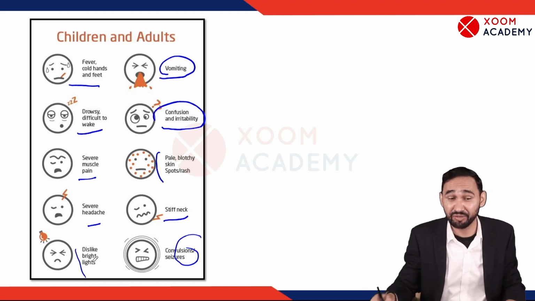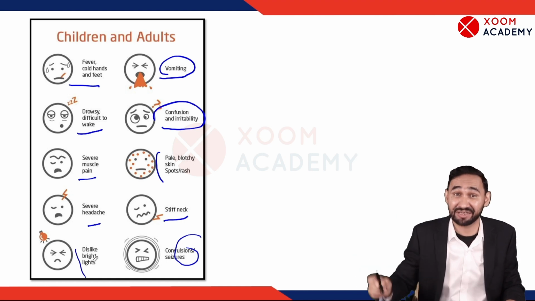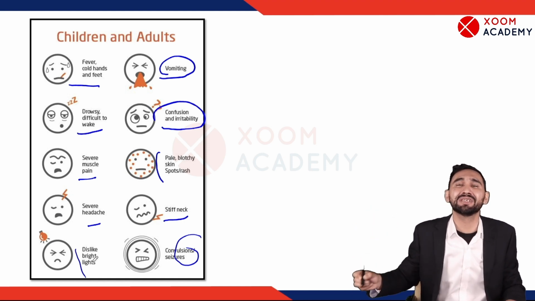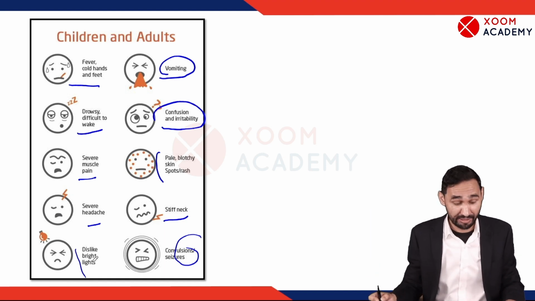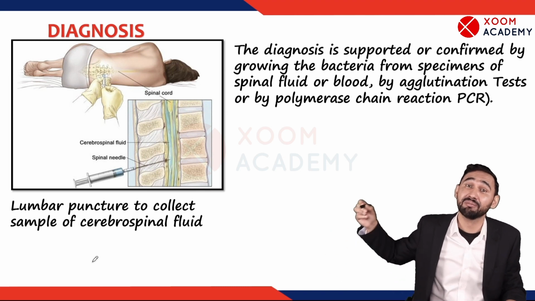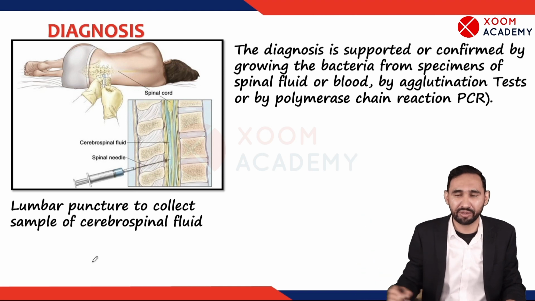A person comes to you, a child or an adult, with high grade fever, neck stiffness, and altered mental status. You need to treat meningitis immediately. Otherwise, he or she may die due to complications. It's a disease which can cause mortality in both children and adults. So early diagnosis is important.